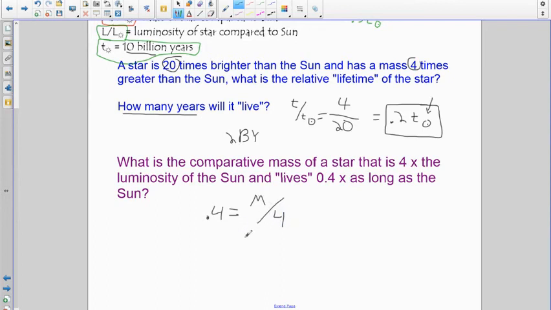So then I can manipulate this formula. I'm going to solve for M. So I'm going to have M equals, and then I multiply both sides by 4. So 4 times 0.4. Sorry, that's supposed to be a decimal there. And that is going to equal 1.6. And that would be times the mass of our sun. So it's 1.6 times more massive than our sun. And that's it.